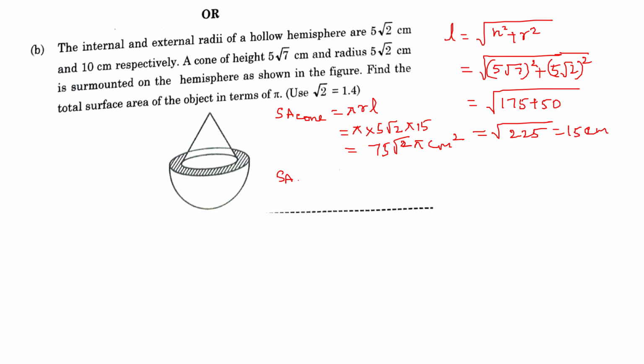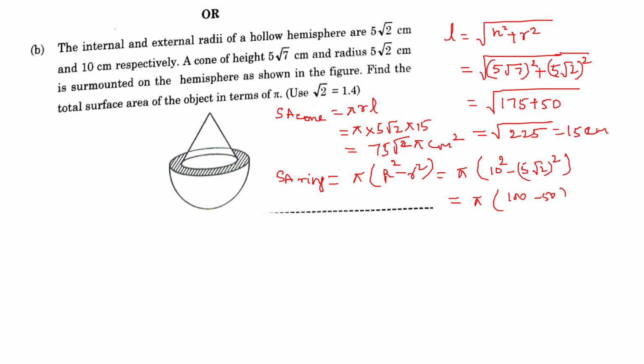Then you find the surface area of the ring. It will be pi times capital R square minus small r square. So for the hemisphere, the external radius is 10. So 10 square minus 5 root 2 whole square. So from here you will get 100 minus 50, which is 50 pi.